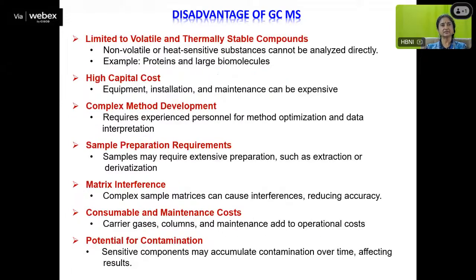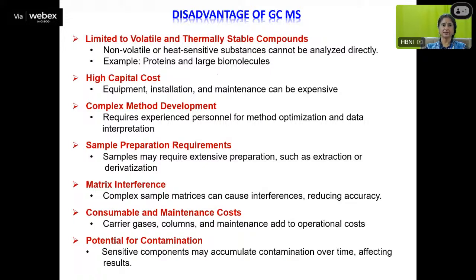But yes, there are some disadvantages also, like being limited to volatile and thermally stable compounds, because it is gas chromatography. So your component which you are going to analyze should be a volatile one. If not volatile at room temperature, then it should be converted to vapors by applying some temperature. Around 300 degrees centigrade is allowed in GC, and in that range, again, your sample should not get decomposed. So it is limited to volatile and thermally stable compounds.